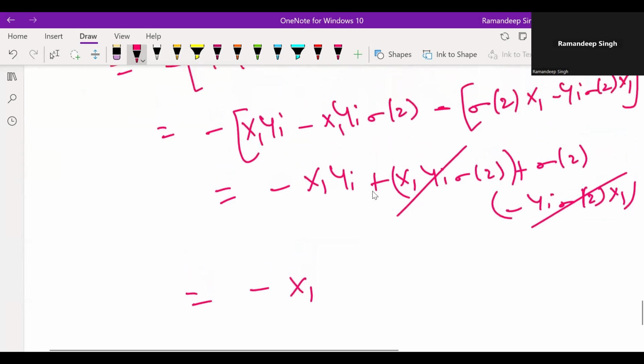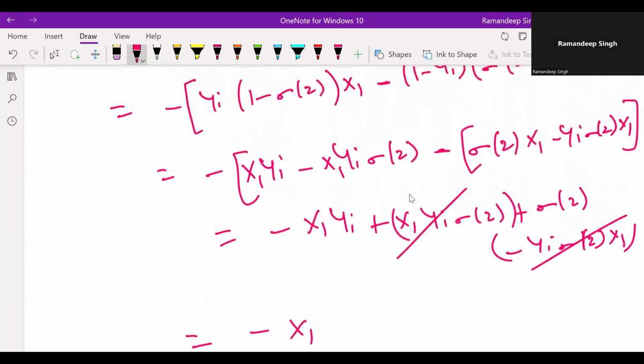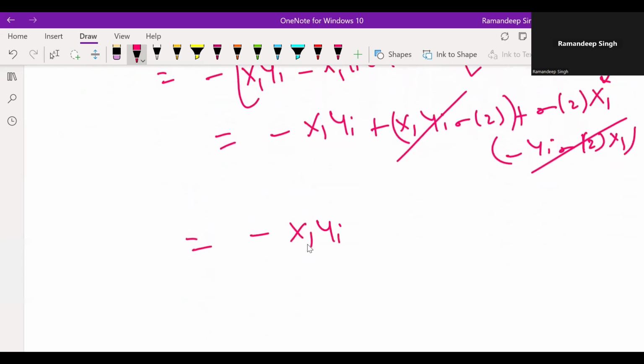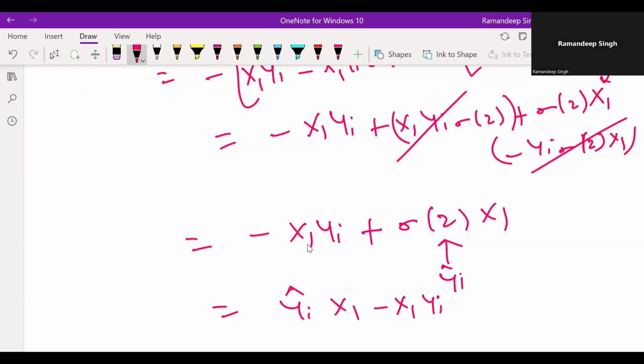I guess I'm missing an x1 term somewhere. Let me just cross check it. Yeah, it will be x1 here as well. This x1 will be here as well. So minus x1 yi plus sigmoid of z x1. And what is sigmoid of z? It is yi hat, right? So it will become yi hat x1 minus x1 yi. And if I take x1 common, it will become yi hat minus yi. And yeah, this is our result.